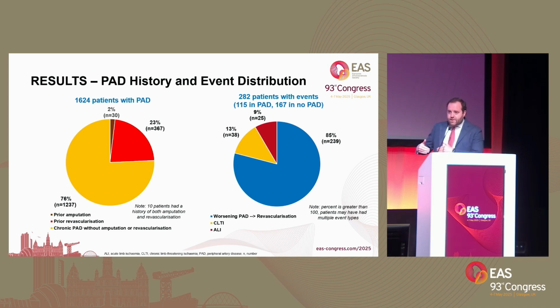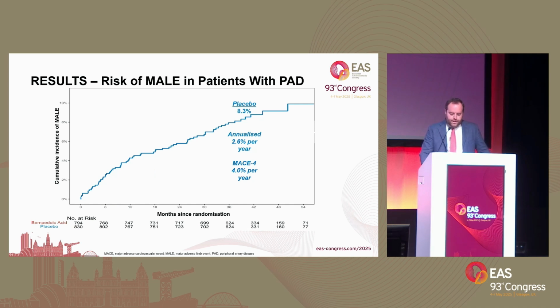So, PAD events, including MALE, can also happen in patients without a history of PAD. That's why awareness of the disease is important. Most of the PAD events were worsening PAD leading to revascularization. But we also have an important proportion, 21%, between CLTI and ALI, so events with an important impact on the prognosis. So in patients with PAD, we have an analysis rate of first MALE of 2.6% overall.